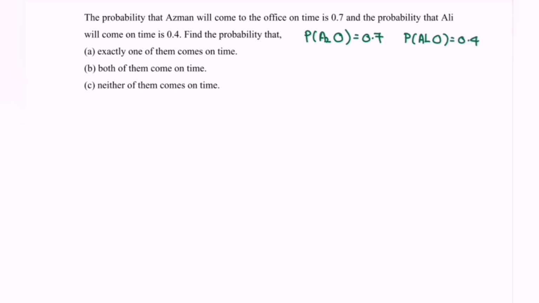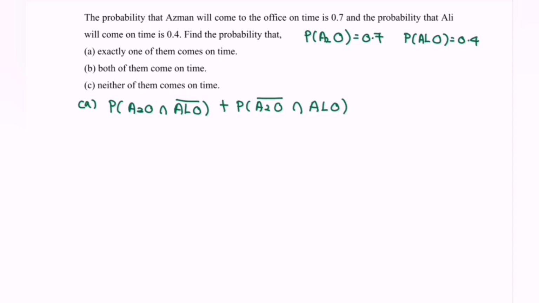Find the probability that exactly one of them comes on time. The probability that Azman will come on time, and at the same time, Ali will not come on time, so Ali on time complement, or the probability that Azman does not come on time and Ali comes on time. So here we have the situation.